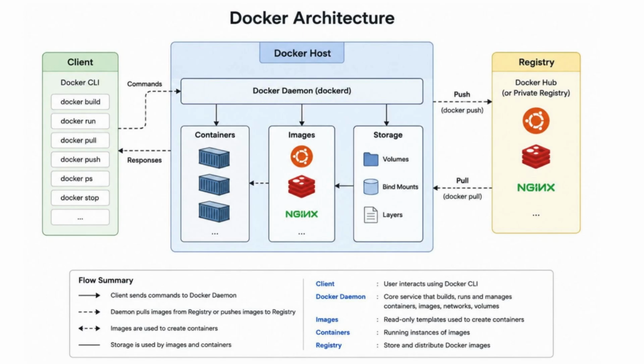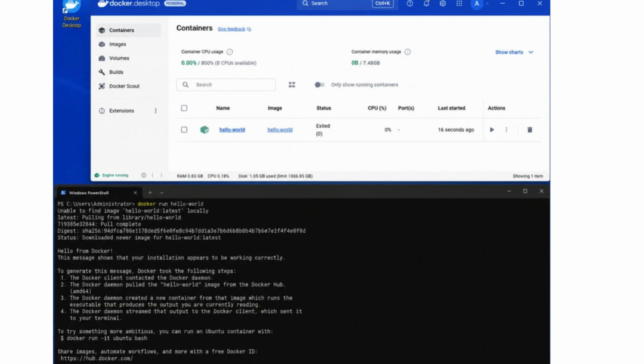Third, Docker Registry. Registries store Docker images. Docker Hub is the default public registry. Fourth, Docker Images. Images are templates used to create containers, and finally, containers themselves. The workflow looks like this. Docker CLI sends commands to Docker Daemon, which processes them. Images are pulled from the registry, and containers are created and executed.